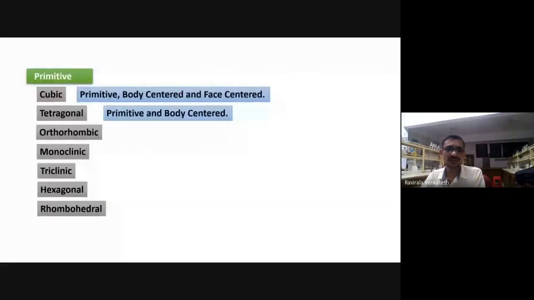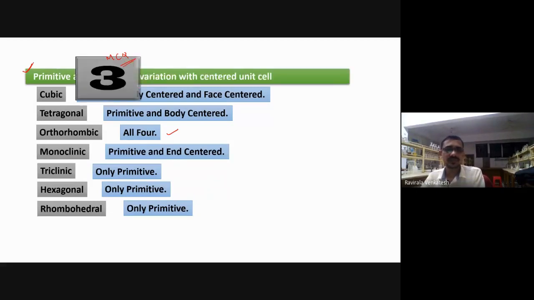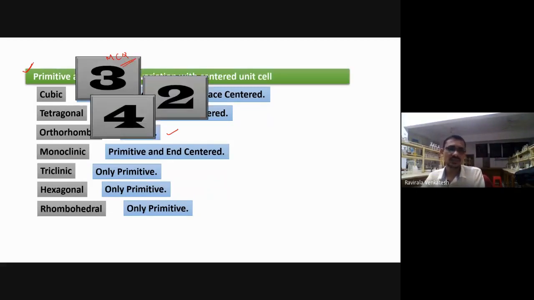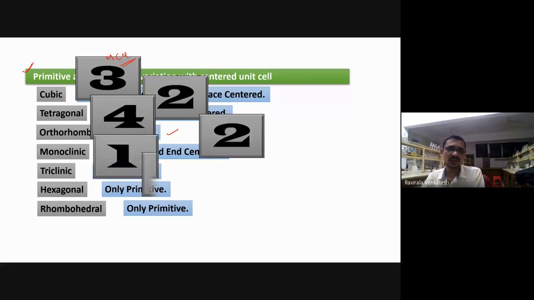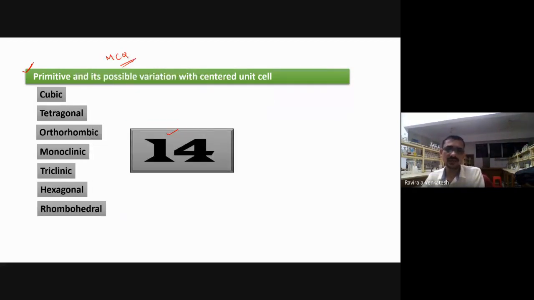In this way you can remember all four, very simple. This is also important from an examination point of view. Maybe for MCQs they will ask. So try to learn this by heart. Before going to the examination, observe this one, it will be easy for you. In this 3, in this 2, in this 4, in this 2, in this 1, 1, 1. Total how many are you getting? 14 Bravais lattices you are going to get here.